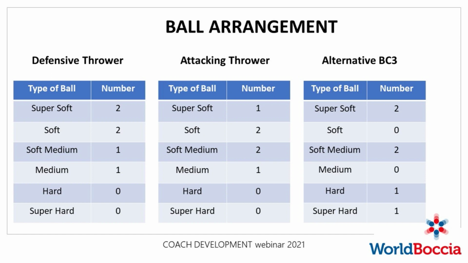If you're a defensive thrower or a defensive player, you're looking to include an extra soft ball to allow you to play those placement or block shots, where your more attacking thrower is adding in an extra hard ball to allow you to play those push-on, push-offs, and smash shots. And here we're just looking at a simple alternative BC3 ball arrangement. So here they've got 2 super soft, 2 soft medium, and 2 hard balls.